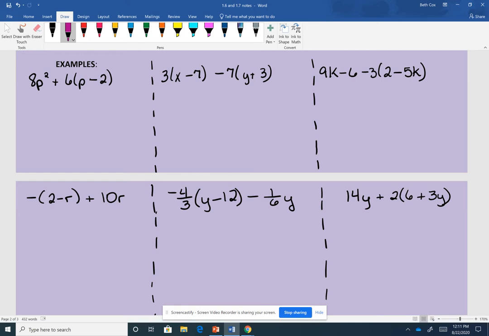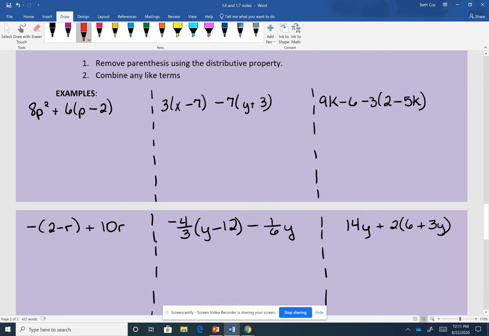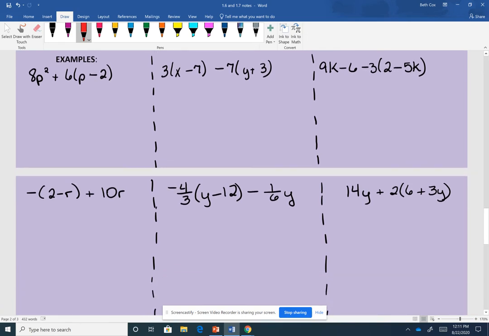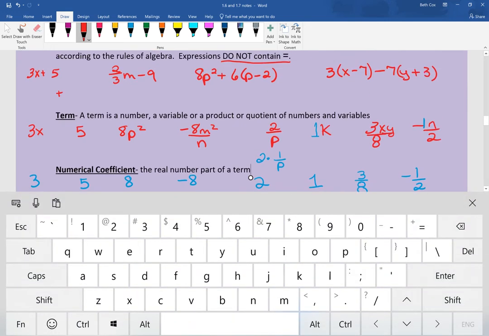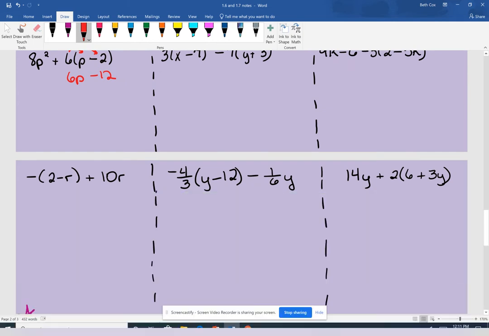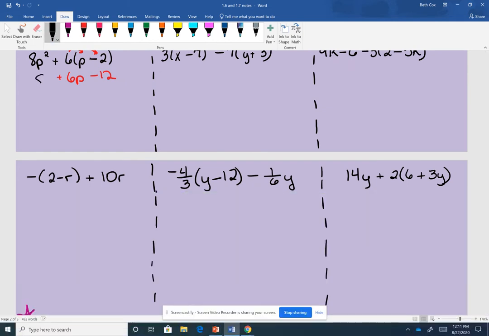Okay, so here we go. What does our step say? Remove parentheses using the distributive property. So that's a 6 times p, which is 6p, minus 12. I'm going to bring down the plus 6p. And I'm going to bring down the 8p to the second. And that's all I can do. That's it. It is simplified.